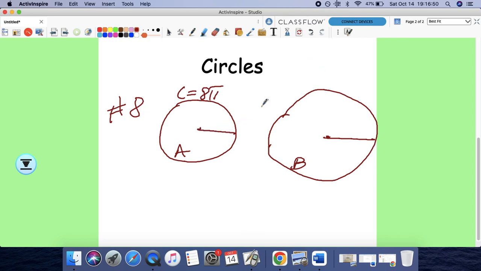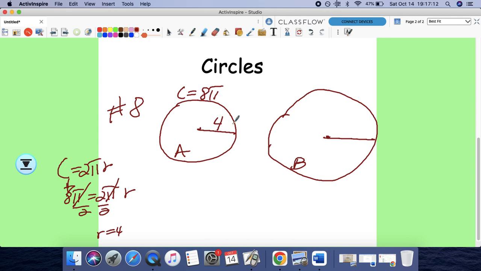Okay, so first of all, let's use that information here. C equals 8 pi to find the radius. So C equals 2 pi r. We know C equals 8 pi, so let's substitute and then solve for r. That goes away, we divide both by 2, and r equals 4. So we know that the radius of circle A is 4.